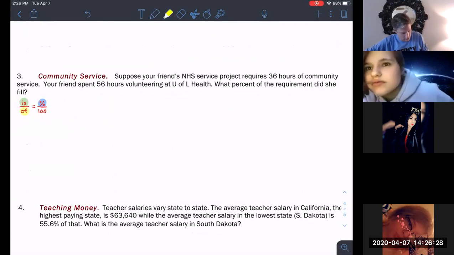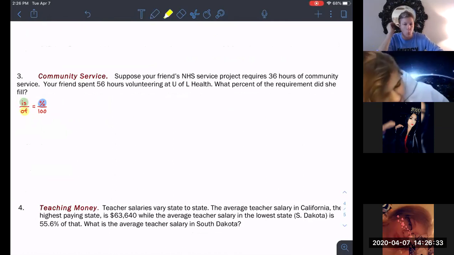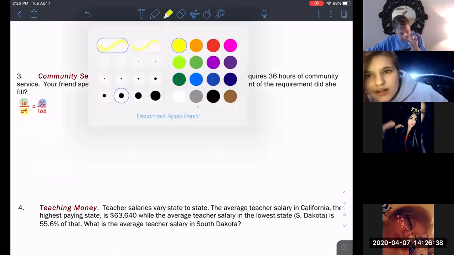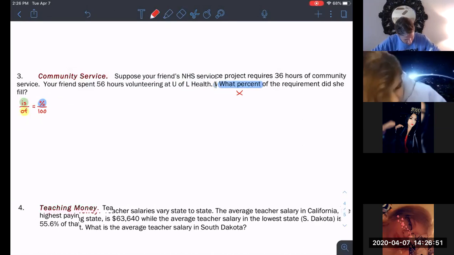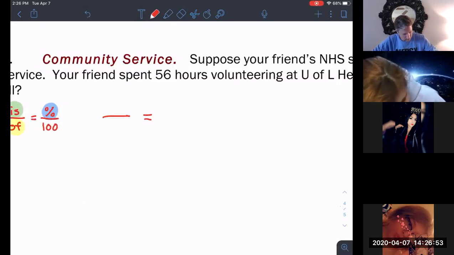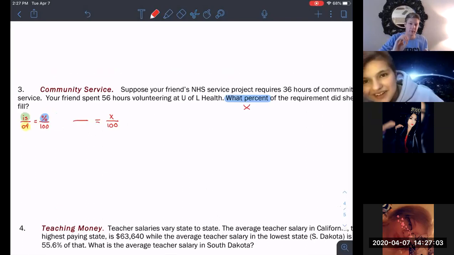All right, so let's start with the same thing we do with practice problems. What are they asking us to find? What percentage of the requirement did she fill? That tells us that X is going to go in for the percentage. So I'm going to set up my proportion, and I'm going to always put 100 on the bottom of the right side, but I'm going to put an X where the percent sign goes, because they want us to find the percentage.